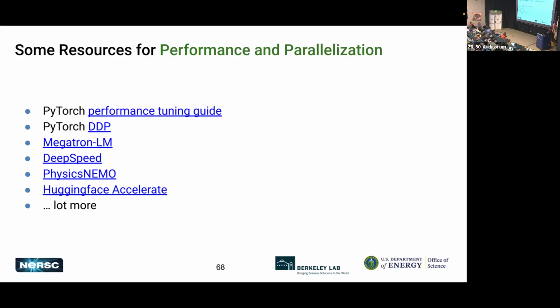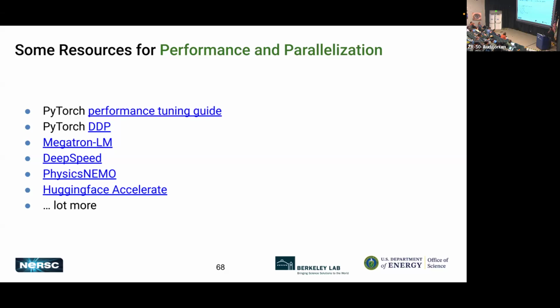PhysicsNeMo is another library from NVIDIA that's very specific to scientific problems like high resolution forecasting, physics-informed neural networks, and neural operators and things like that. There's model parallelism within PhysicsNeMo as well. Again, it looks very similar to what I've described. So if your domain aligns to that, it's another package that can be pretty useful.